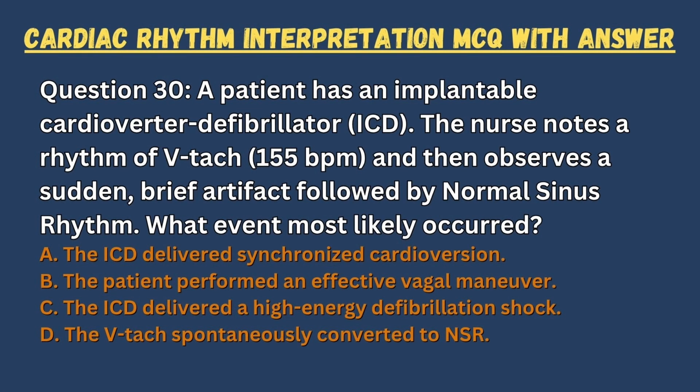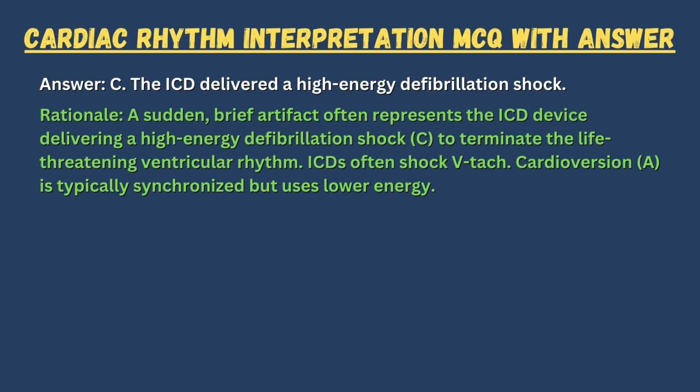Question 30. A patient has an implantable cardioverter defibrillator, ICD. The nurse notes a rhythm of V-Tach, 155 beats per minute, and then observes a sudden, brief artifact followed by normal sinus rhythm. What event most likely occurred? A. The ICD delivered synchronized cardioversion. B. The patient performed an effective vagal maneuver. C. The ICD delivered a high-energy defibrillation shock. D. The V-Tach spontaneously converted to NSR. Answer: C. The ICD delivered a high-energy defibrillation shock.